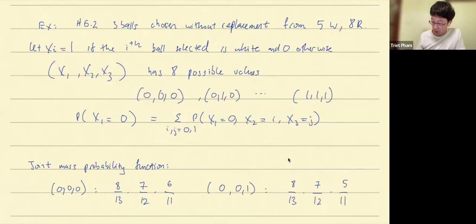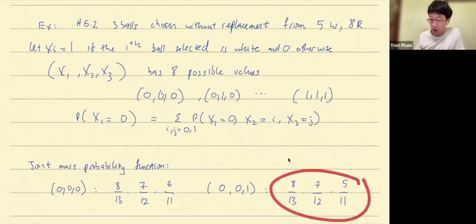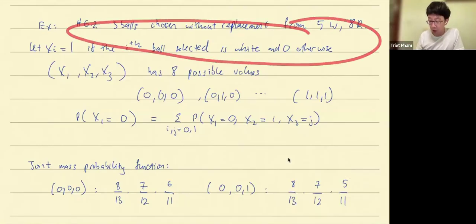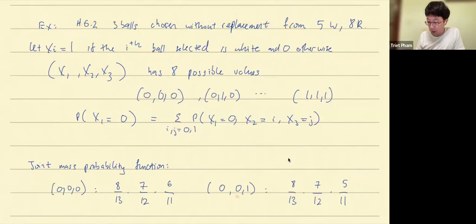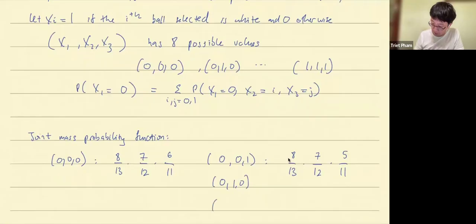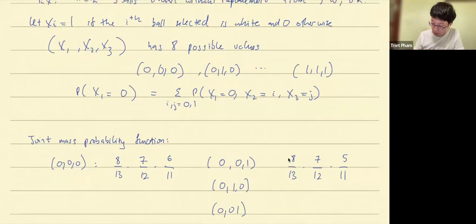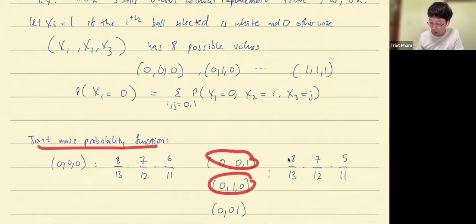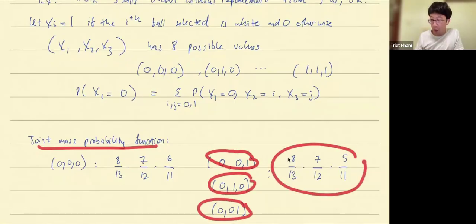But notice that when you see this number, right? Again, this has nothing to do with joint distribution, but if you look specifically into this question, then it doesn't matter where the one is. The answer always comes out as the combination of 8, 7, and 5. So basically, the joint mass probability function for these three values are all equal to this, right?